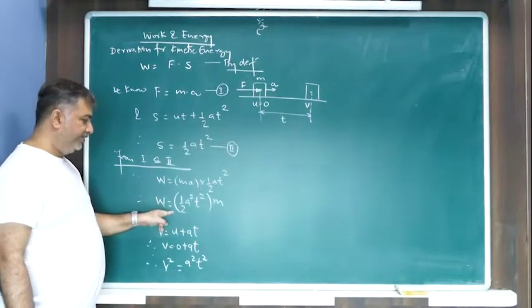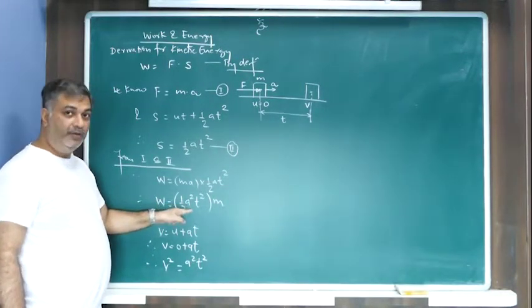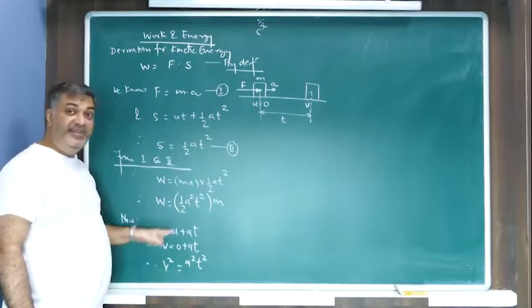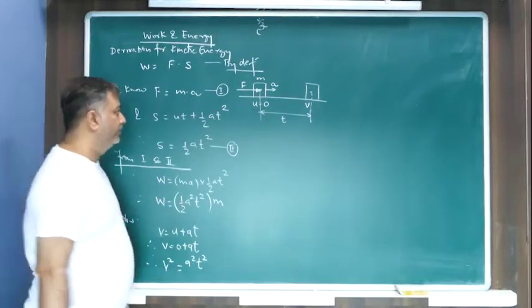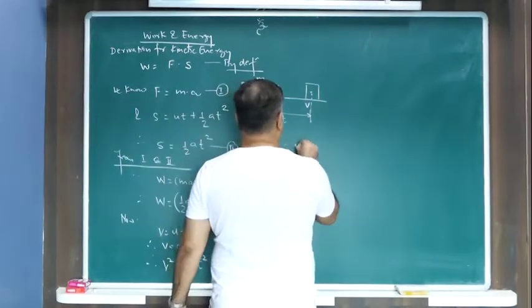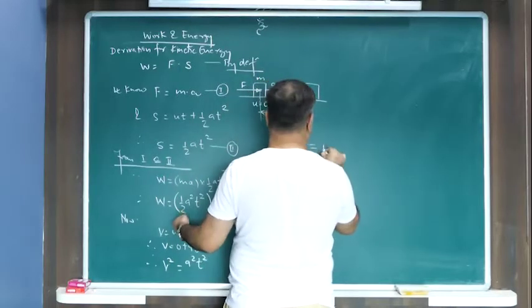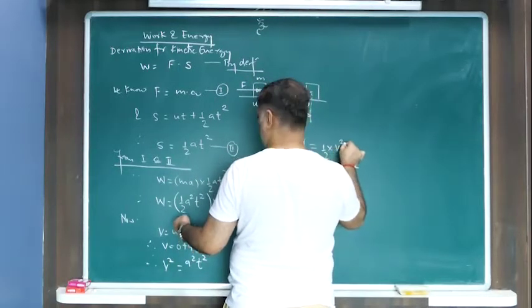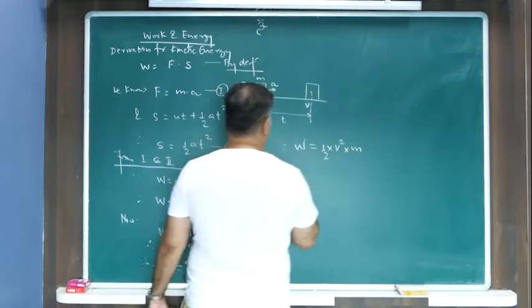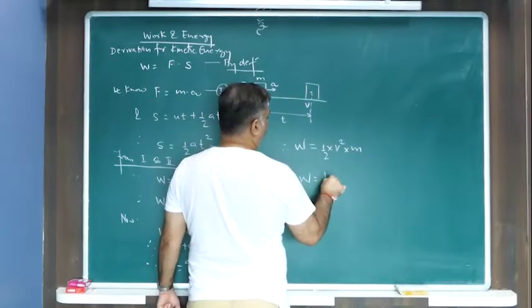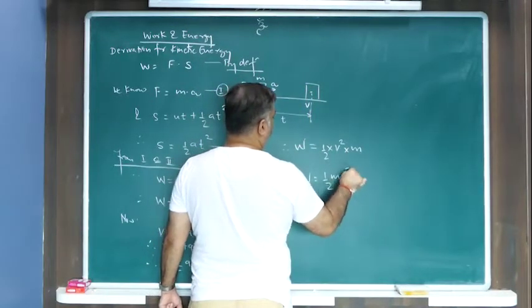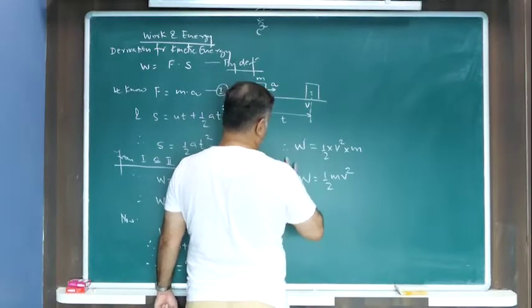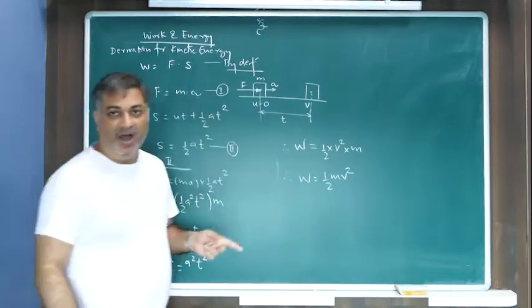Now, look at this. A square T square. So what is A square T square? V square. So I will put V square there. So I will say therefore W is equal to half into V square into M, and that gives me the final expression for kinetic energy. So W is equal to half mv square.